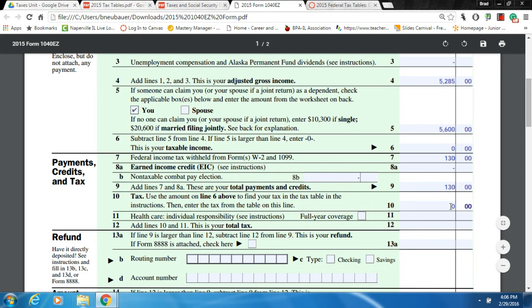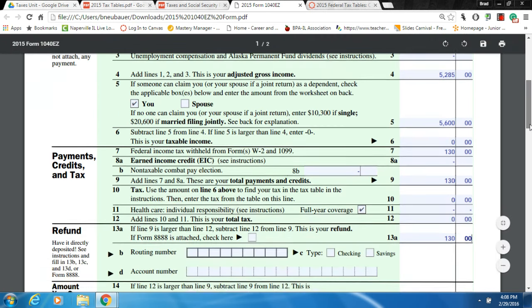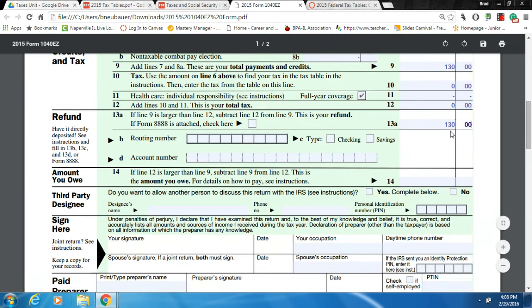Ultimately, he just didn't make enough money. So he did not make enough money to meet his standard deduction. So he got to deduct the first $5,600 of his income. He didn't even make that. So he has no taxable income, which in turn means he gets all of the tax money he paid back.